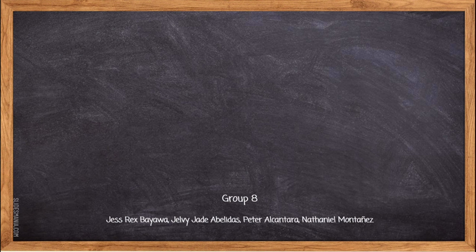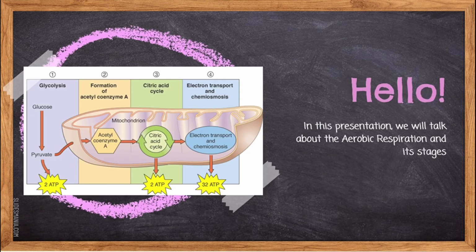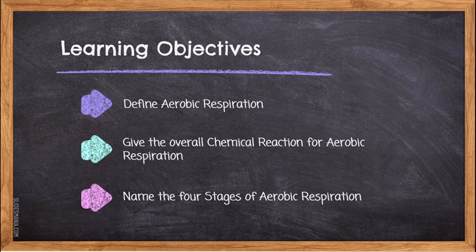And we are going to discuss aerobic respiration. In this presentation, we will talk about aerobic respiration and its stages. But before that, here are the three objectives or goals that we have to achieve at the end of this lesson. First is to define aerobic respiration. Second is to give the overall chemical reaction for aerobic respiration. Third and last one is to name the four stages of aerobic respiration. Are you all ready? Well then, if yes, let us start the discussion.